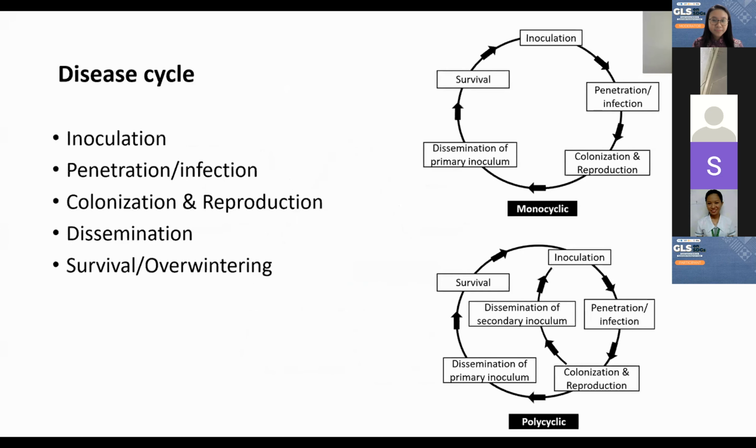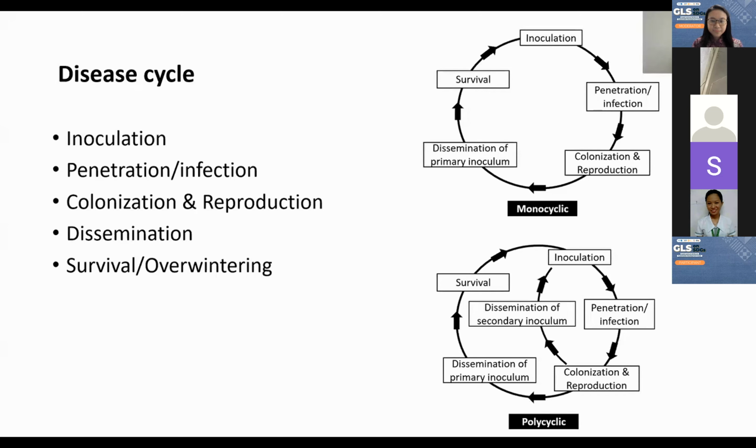Okay, now let's move on to the disease cycle. So this is the cycle of disease, or pathogen cycle. There are two disease cycles or pathogen cycles in general, monocyclic and polycyclic, but you don't need to worry about that for now. Both of these cycles consist of at least 5 important steps.